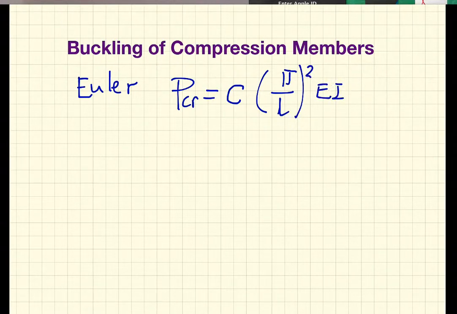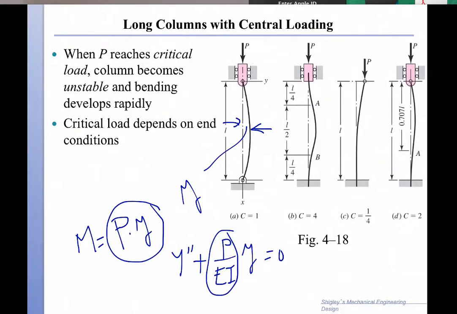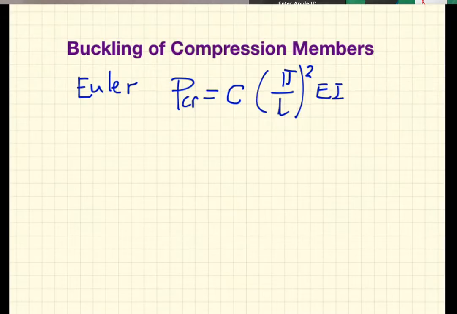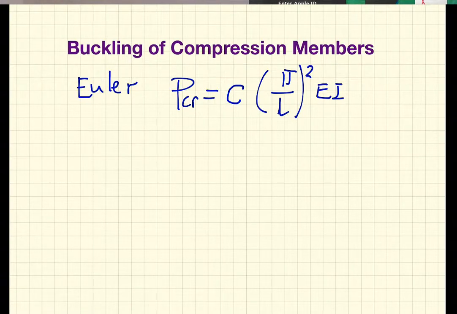Note that, as I wrote before, P over EI appears here in this equation right here, and that when P is a critical value, that you have some kind of matching with the boundary condition, then you get the critical buckling load. And C now is a constant that depends on the boundary condition.